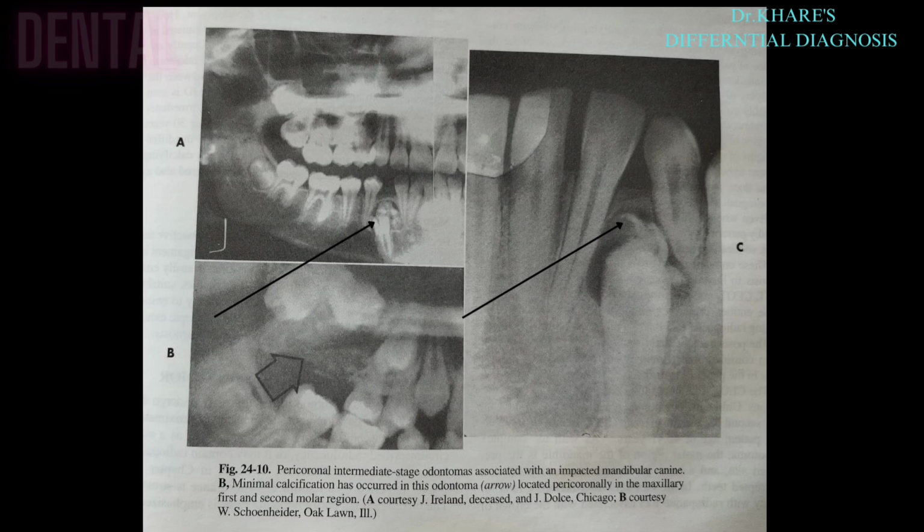This radiograph shows the pericoronal intermediate stage of odontomas associated with an impacted mandibular canine. In radiograph B, minimal calcification has occurred in this odontoma, which is shown by the arrow, located pericoronally in the maxillary first and second molar region.